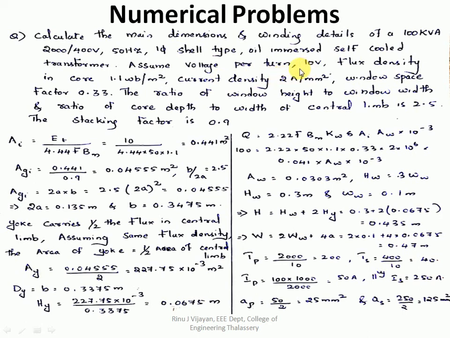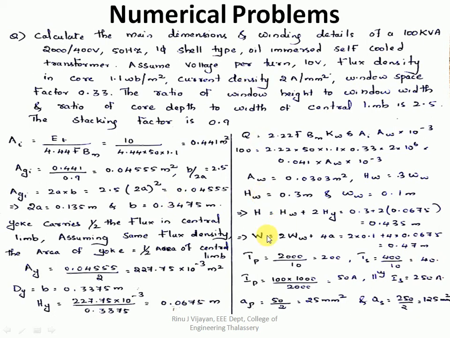EMF per turn value is given as 10 volt, along with the flux density, the ratio of window height to window width, and the ratio of core depth to width. All these parameters associated with overall dimensions are given. So I am not going into the details of the solution of the overall dimensions of this transformer.